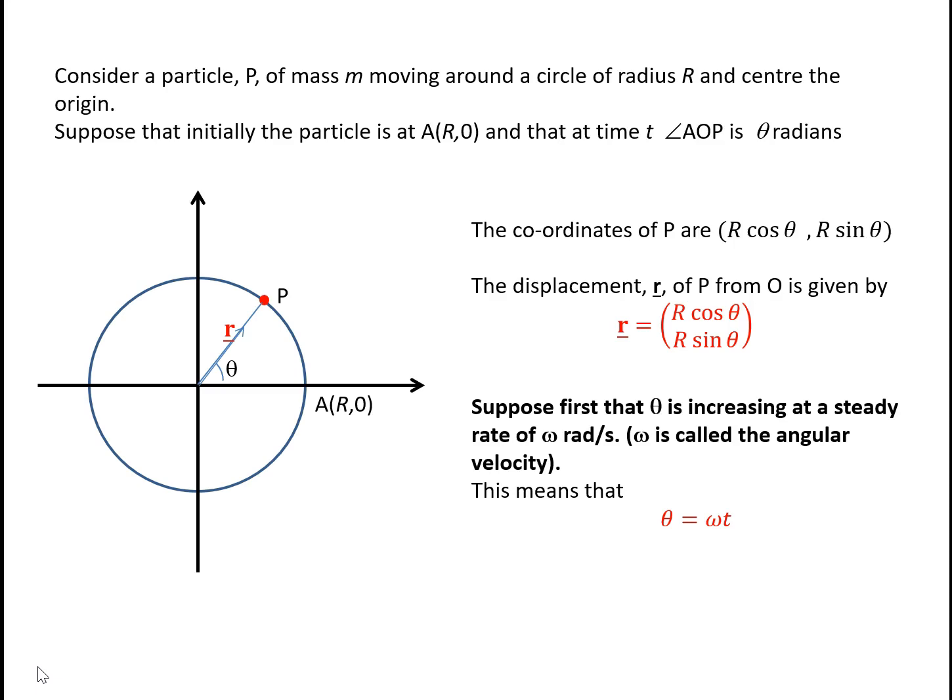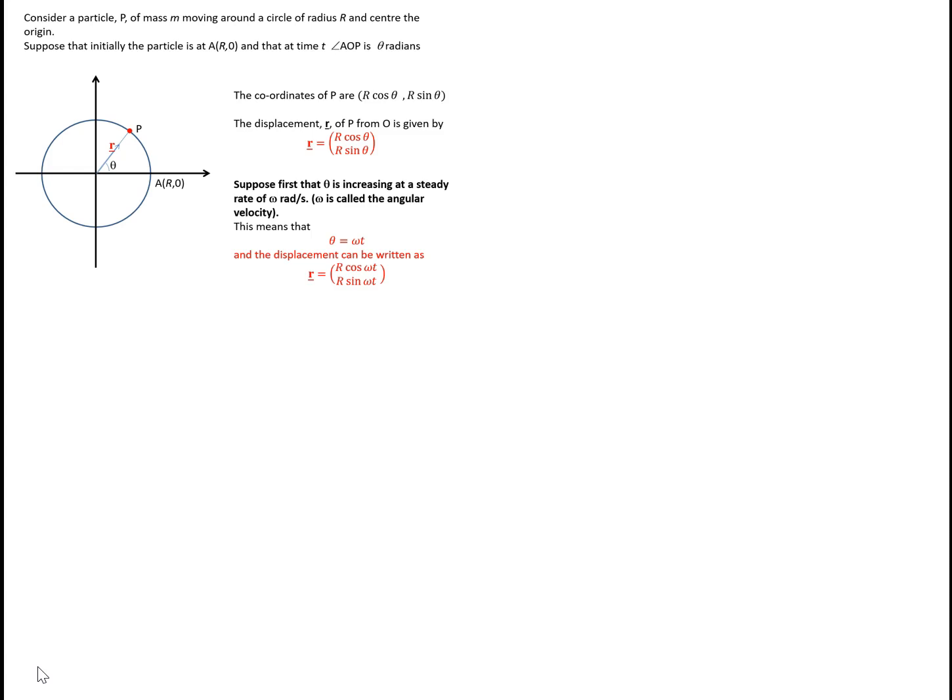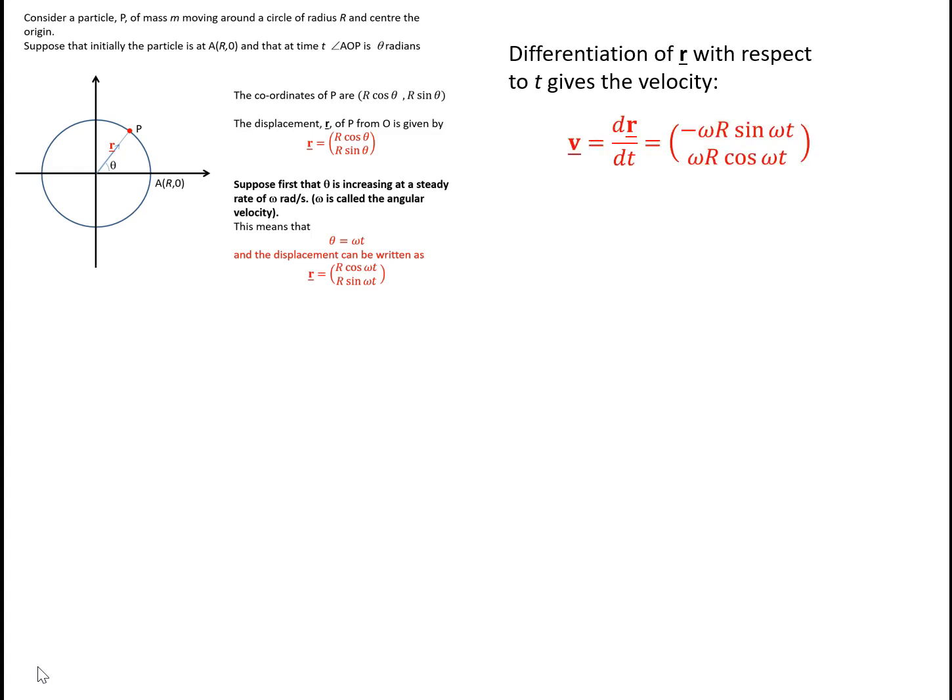So we've got theta equals omega t, which now means that we can say that the displacement, little r, is given by (r cos omega t, r sin omega t). Now, given that this is the case, we can find the velocity of P by differentiating the displacement, because we know that velocity is rate of change of displacement. So we've got v equals dr by dt.